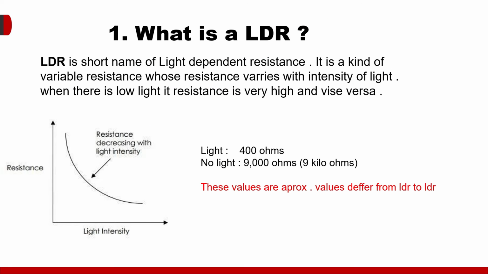Firstly, what is LDR? LDR is a short name of light dependent resistor. It is a kind of variable resistance whose resistance varies with intensity of light. When intensity of light is high, its resistance decreases, and when intensity of light is low, its resistance increases. In simple words, when more light falls on LDR, it allows more current to flow, and when less light falls on LDR, it allows less current to flow. You can see that this graph is also saying that only. Approximately in presence of light, resistance of LDR is 400 ohms, and in complete darkness its resistance is about 9 kilo ohms. That's a big variation.